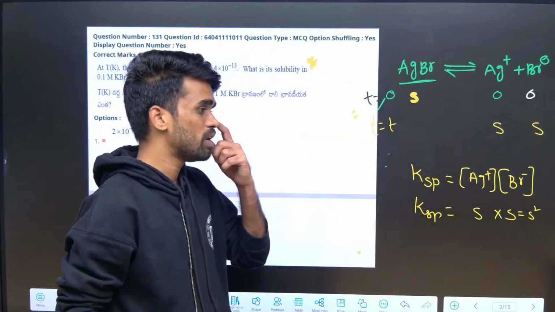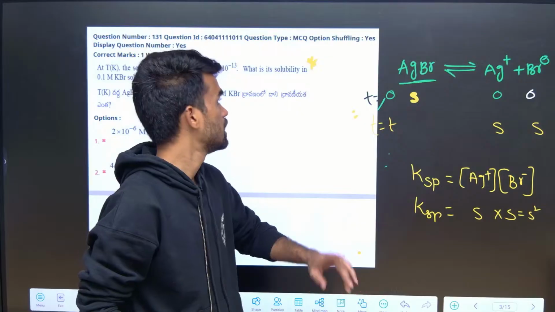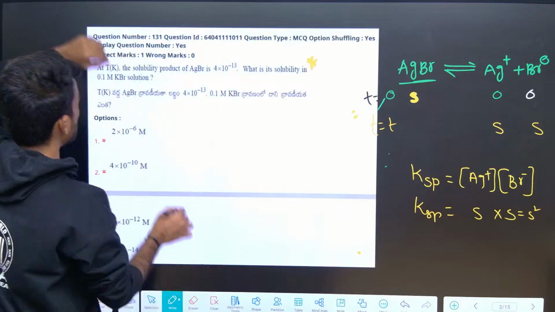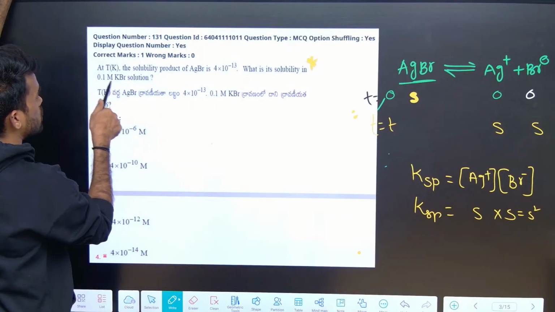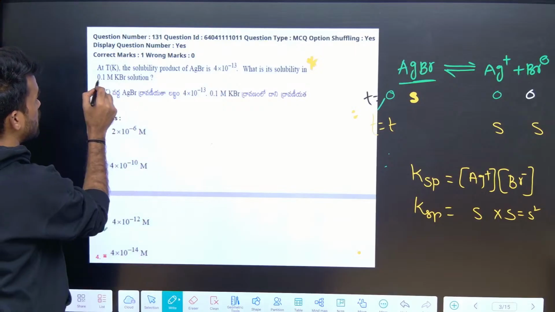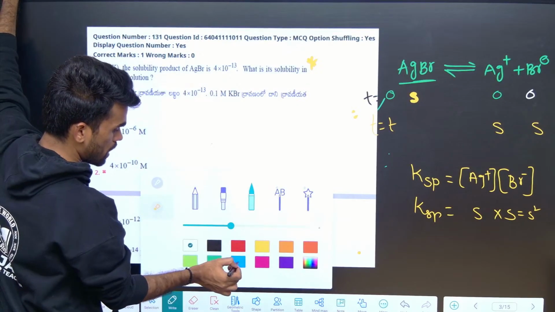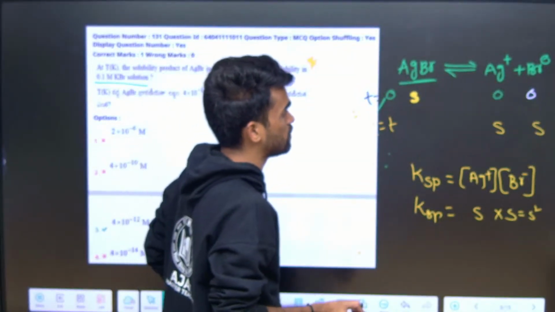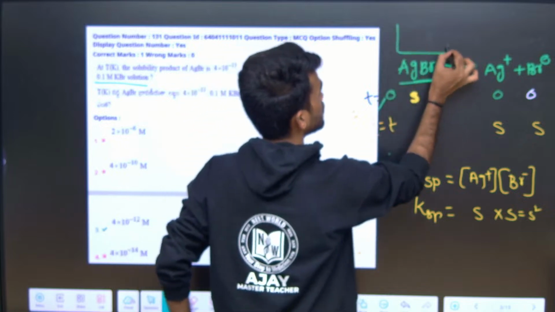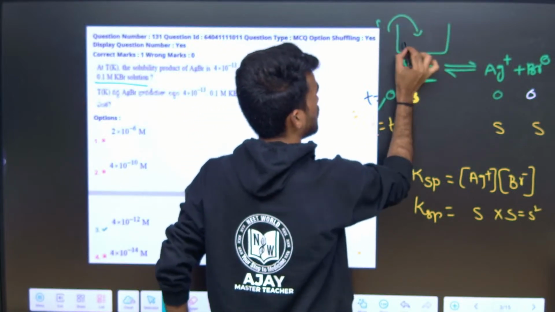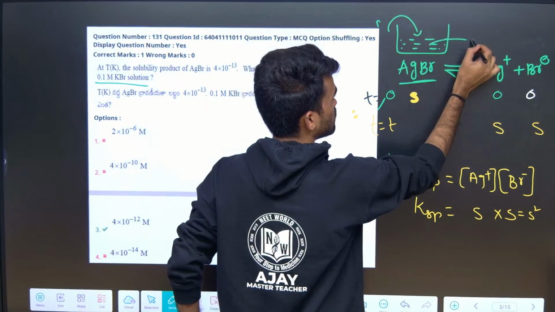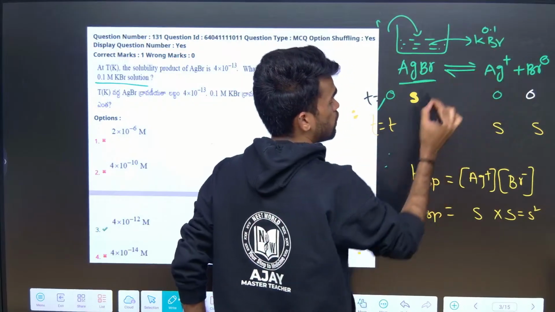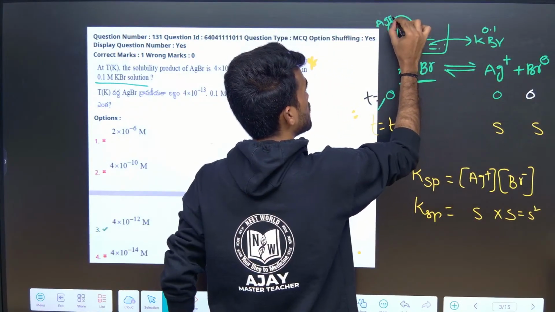This is the scenario when there is no common ion effect. But here we are solubilizing AgBr in the presence of 0.1 molar KBr solution. In this case we need a slightly different approach, using the common ion effect concept. In this beaker where I am keeping AgBr, there is water, and along with water we also have KBr of concentration 0.1.